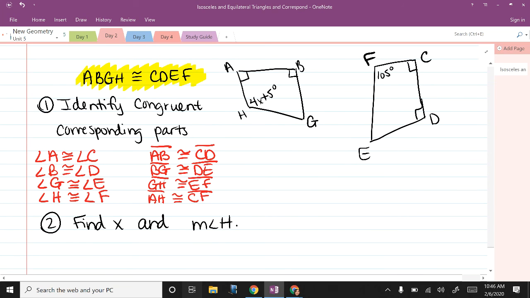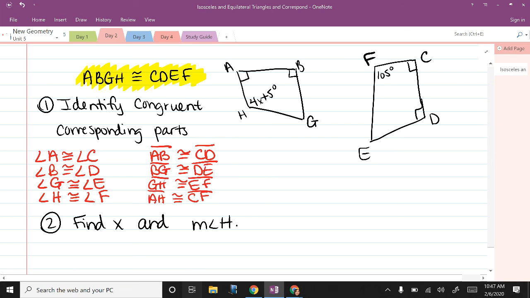All right. Number 2. So we got these 2 quadrilaterals. And look, I'm going to check my angles. A is a right angle. Is C a right angle? Yeah. B is a right angle. Is D a right angle? Yeah. And I don't know much else. Angle F is 105 degrees. So what other angle is 105 degrees? H, right? Well, that's going to help me find the next thing.